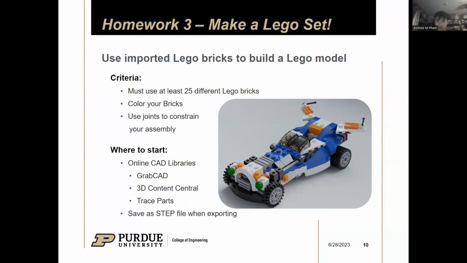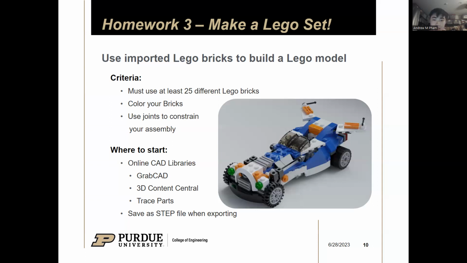So I gave you a couple of pieces, but this one will ask you to use more Lego bricks, right? So these include at least 25 bricks. It shouldn't be too hard. I mean, most of the Lego sets that you would build in real life have at least 100. So yeah, 25 shouldn't be too bad. Make sure you add a nice color to them, make it fun. Make sure you use joints to constrain your assembly.